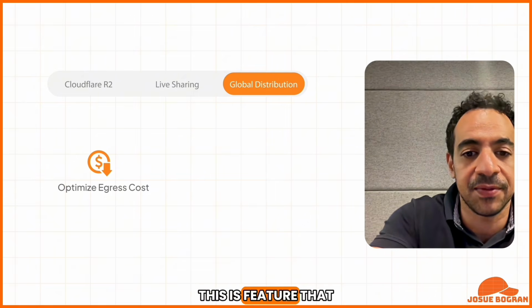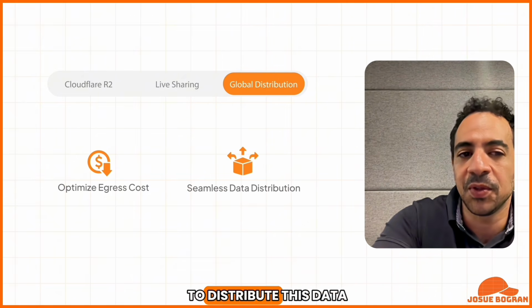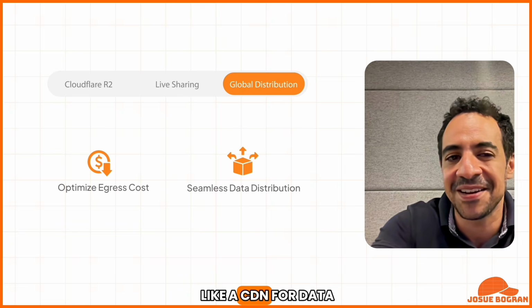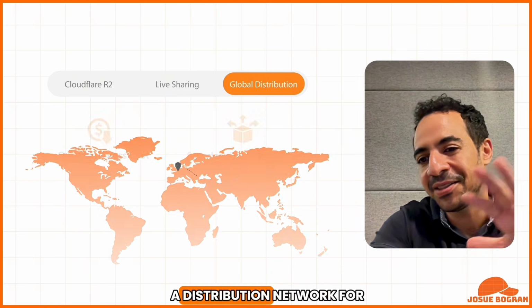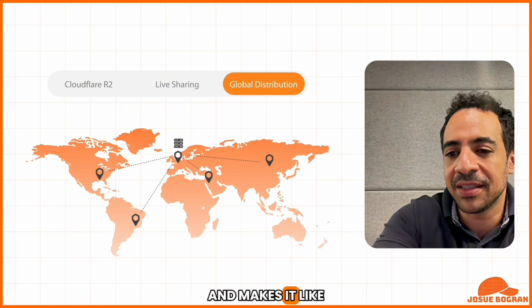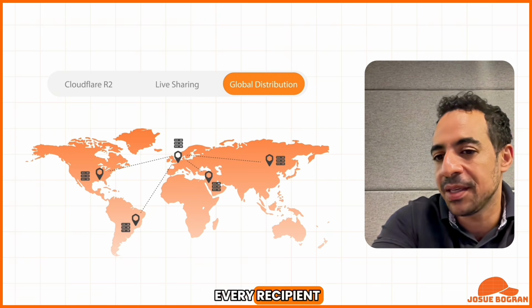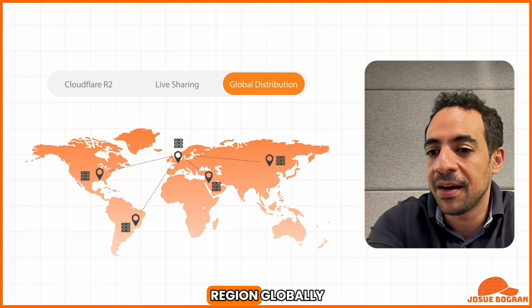In those cases, this is a feature that makes it super easy to distribute this data. I think of it a little bit as a CDN for data. It creates a distribution network for your data and makes a local copy for every recipient, for every region globally.